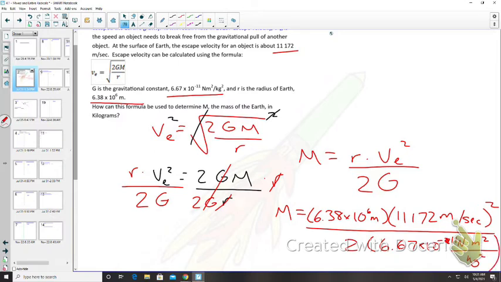Times 10 to the negative 11. Yeah, times 10 to the negative 11. Okay. So then we'll punch these into our calculator and see what we get.